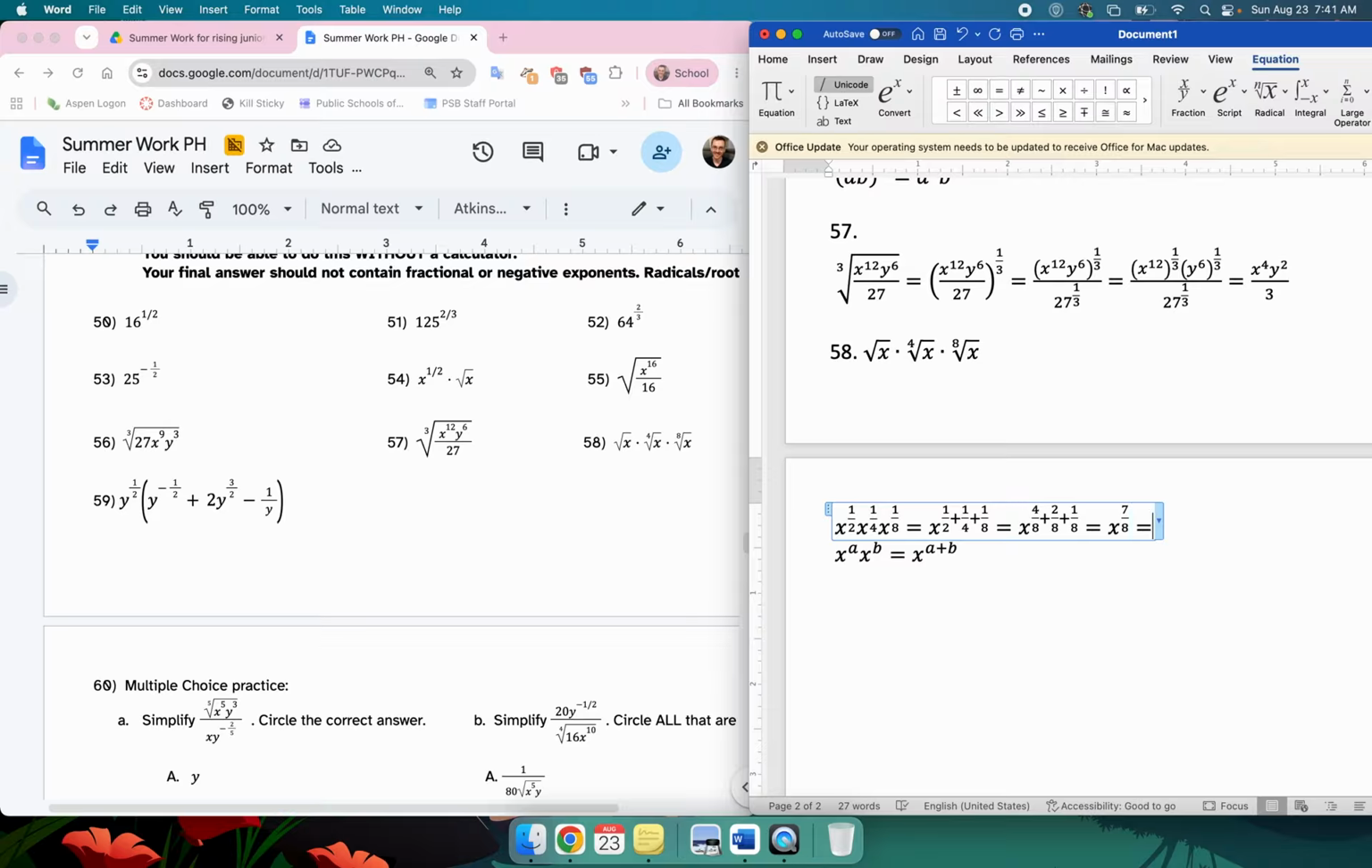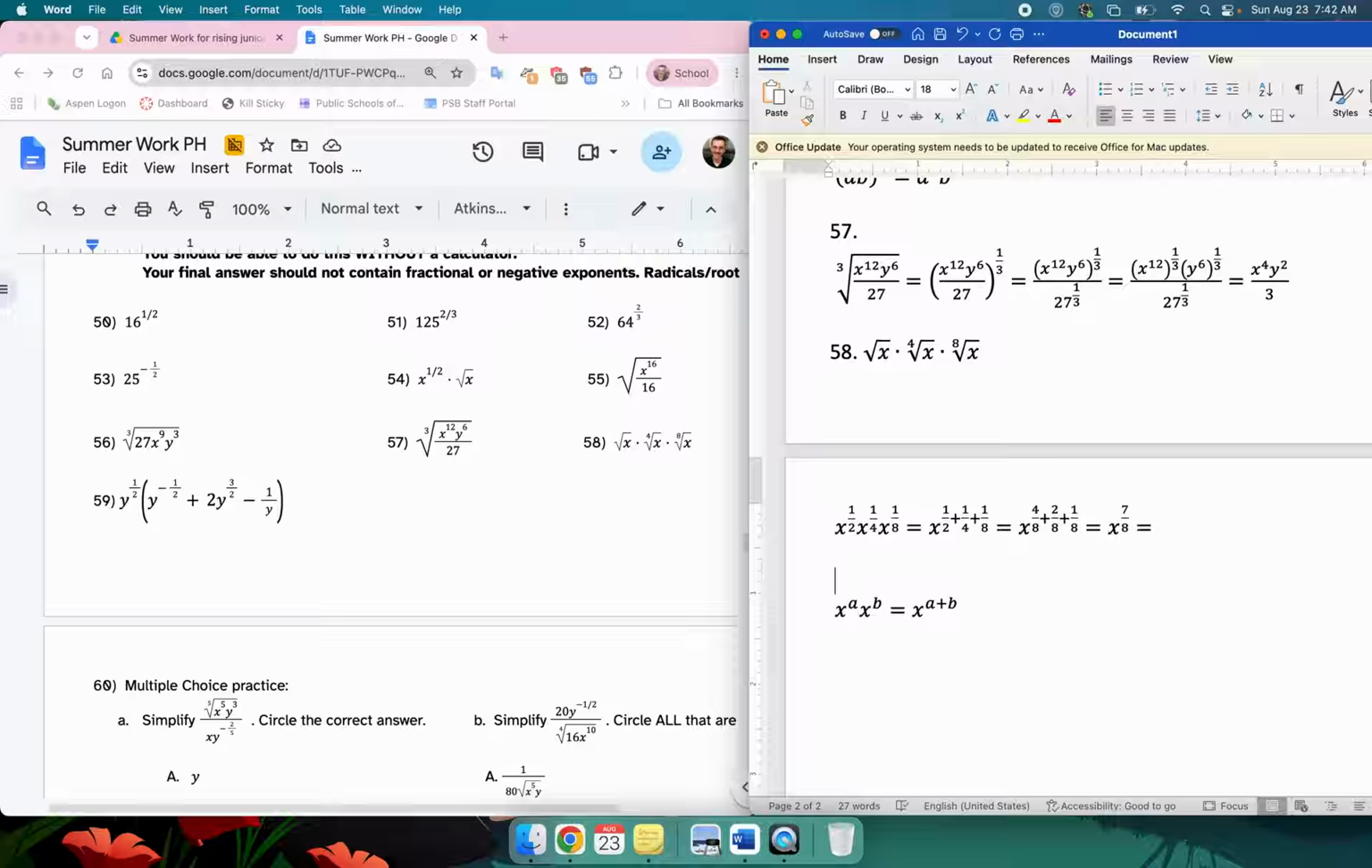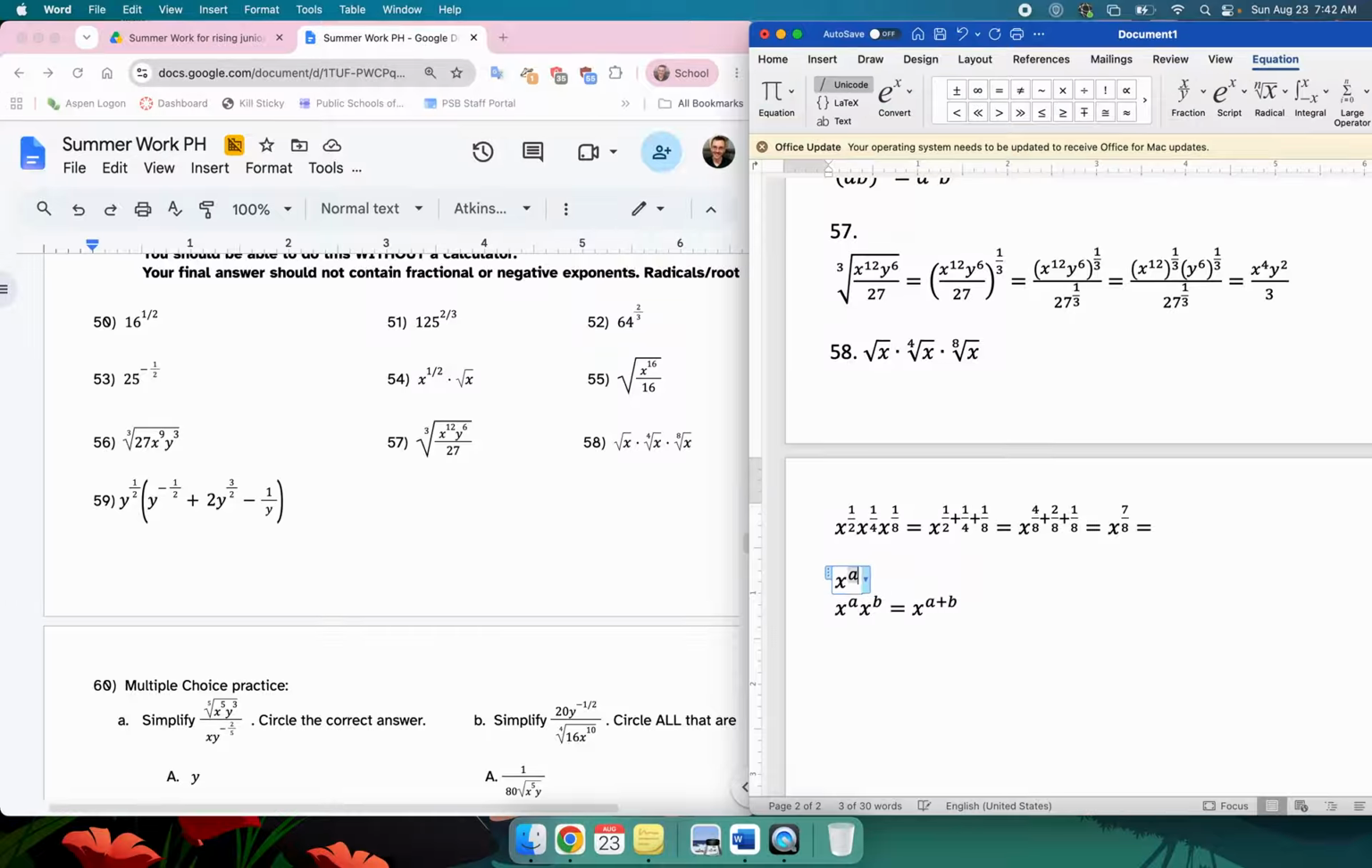That's basically okay, except you'll notice that we ask that your final answer shouldn't contain any fractional or negative exponents. So I need to rewrite this without using a fractional exponent. I'm just going to use the fractional exponent rule, which says that x to the power of a over b is the bth root of x to the a. So this is really just the 8th root of x to the 7th.